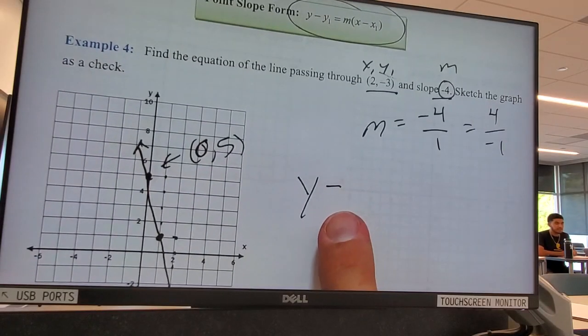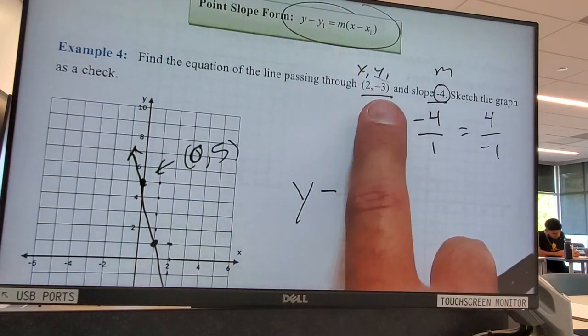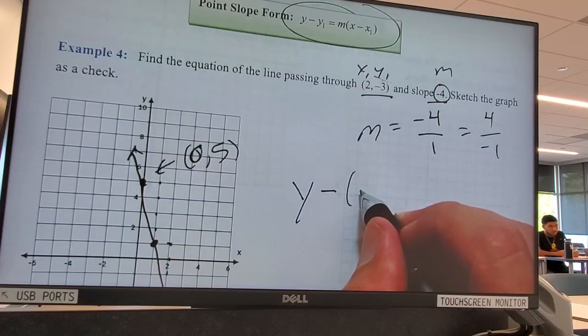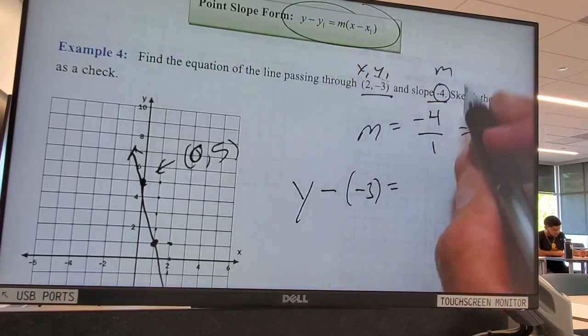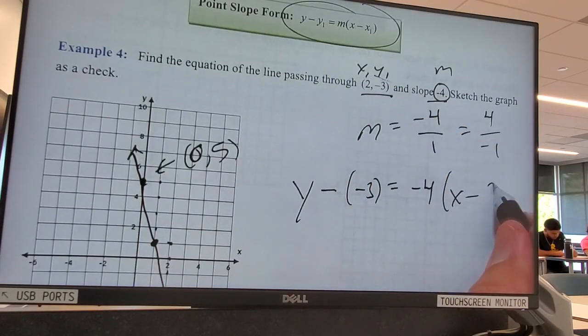So help me, guys. The way to look at this equation is y minus the y piece. What's the y piece of the point? -3. Equals m times x minus the x piece.